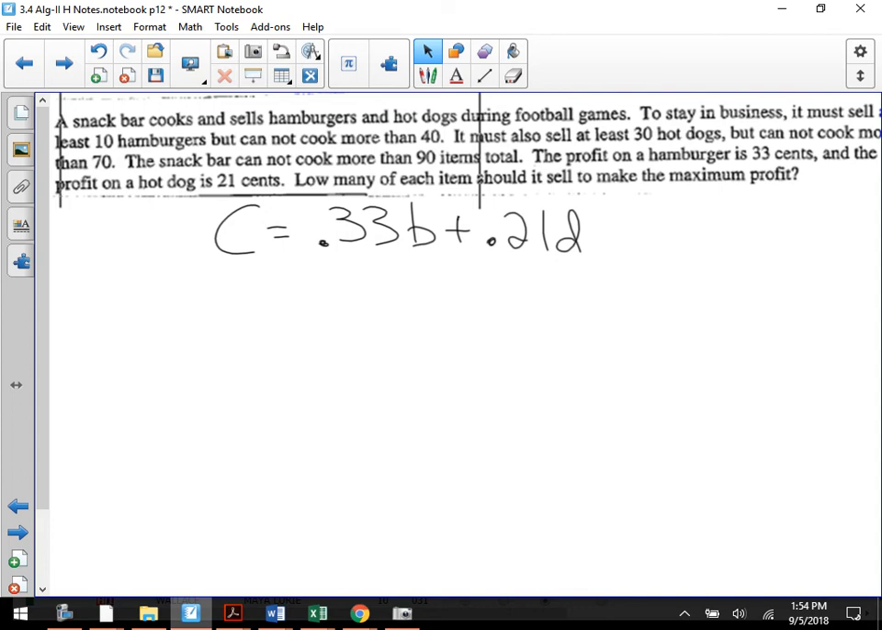So there's that. Burgers. You have a boundary of the minimum amount of burgers you have to cook, and the maximum amount. What's the low end on the burger? 10. I have to cook at least 10. So my lower boundary is 10. My upper boundary on burgers is 40. I also have to do the same thing with the dogs. What's the low end on the number of hot dogs you have to sell? And the upper end?